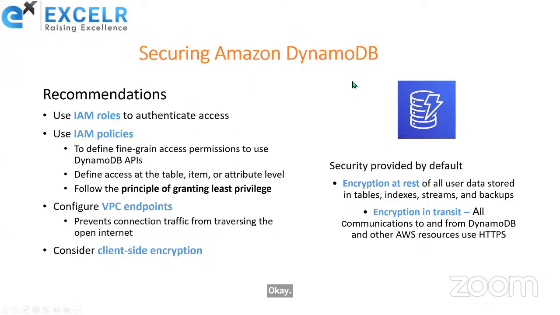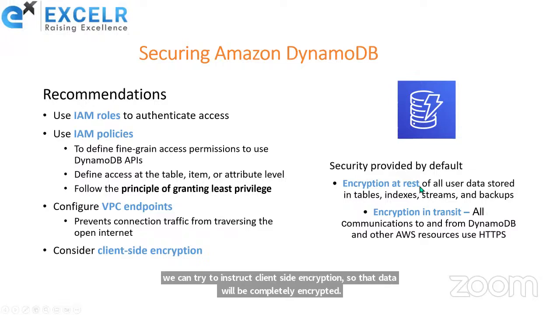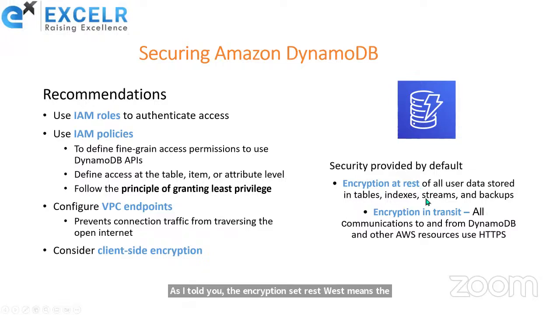And these are again the rules for DynamoDB. It also has setups like IAM roles, IAM policies, and VPC endpoints. We can have it connected through the VPC endpoint setup, using the virtual private cloud networking concept. And we can ensure client-side encryption so that data will be completely encrypted. As I told you, the encryption is at rest. Rest means the data stored in a stored format: all user data stored in tables, index data, streams, and the backups. In the rest method, when the data is stored, encryption is enabled by default.